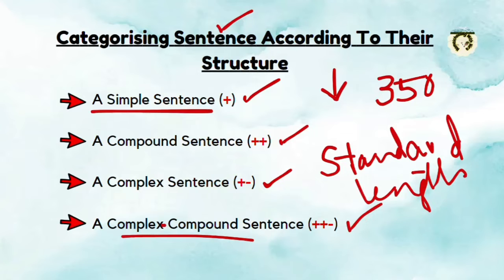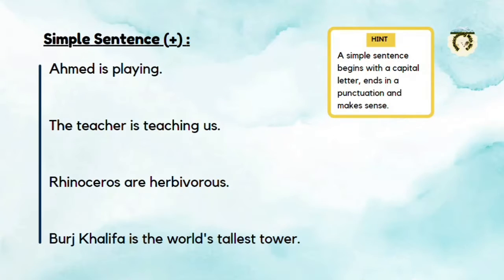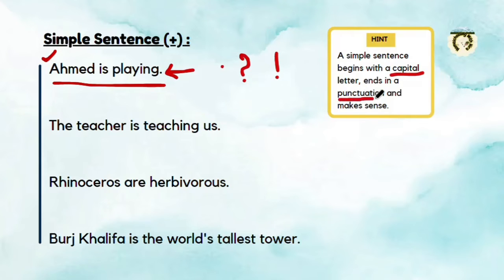Okay, so let's first check out what a simple sentence is. A simple sentence is nothing but a statement that carries some sense. It should begin with a capital letter and end in some punctuation. It can be a full stop, it can be a question mark, and it can be an exclamation mark, right? So these three features are needed for a simple sentence: that it should begin with a capital letter, end in a punctuation, and it must carry some sense. It must have some sense. If these three things are fulfilled, you are writing a simple sentence.